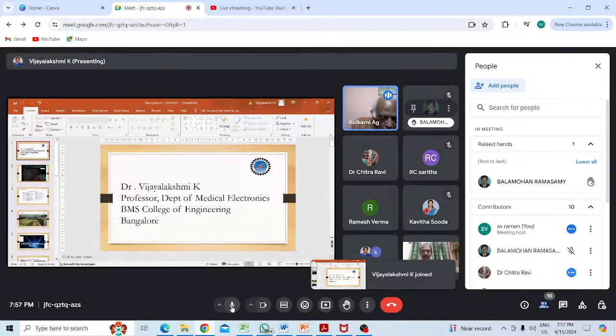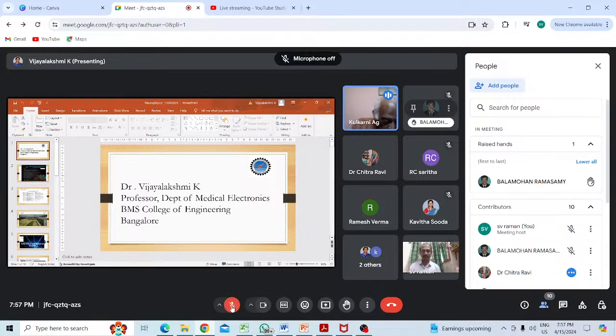Dr. Vijayalakshmi is currently working as a professor in the Department of Medical Electronics, DSCE, College of Engineering, Bangalore. She obtained her undergraduate degree in Electronics and Communication from Siddaganga Institute of Technology, Tumkur, a postgraduate diploma in biomedical instrumentation from SJCE Mysore, and holds a PhD degree from VMU, Salem. Her PhD thesis was on Independent Component Analysis of EEG signals, electroencephalographic signals.